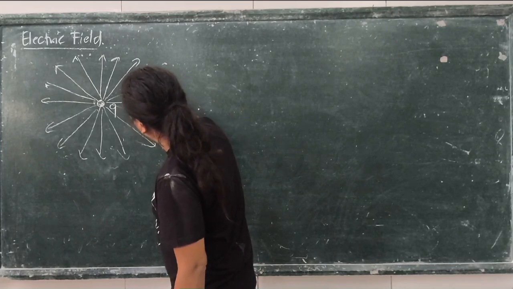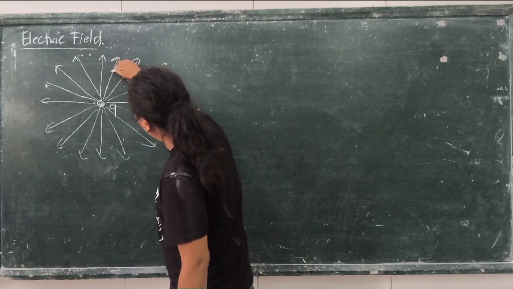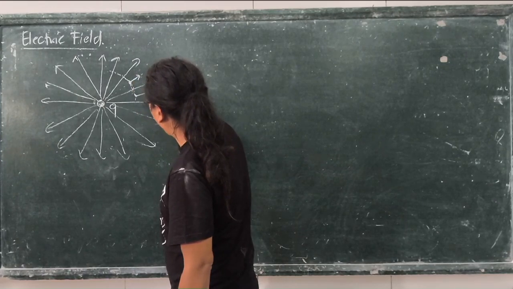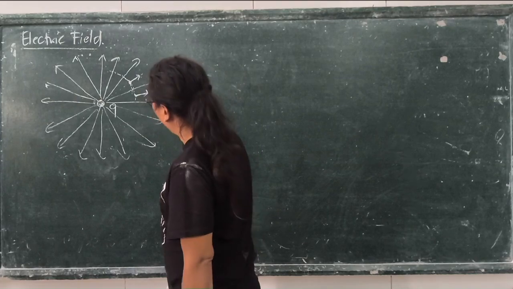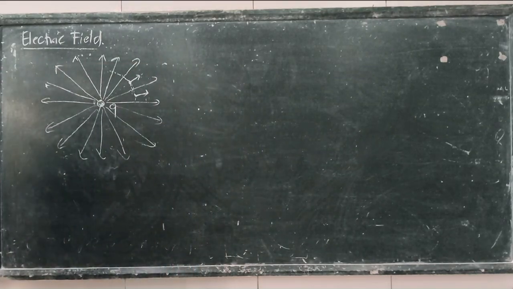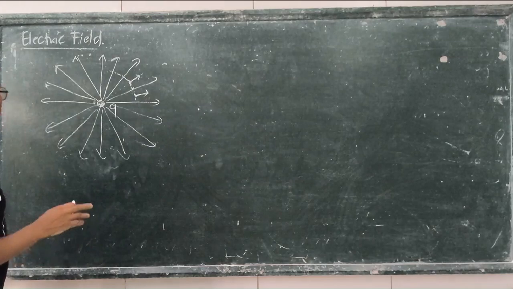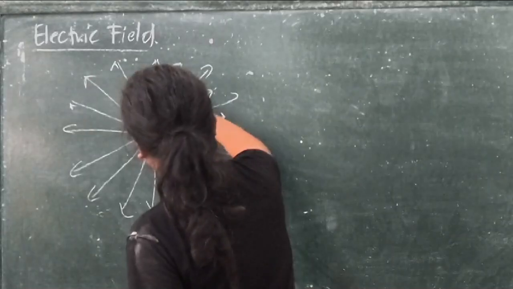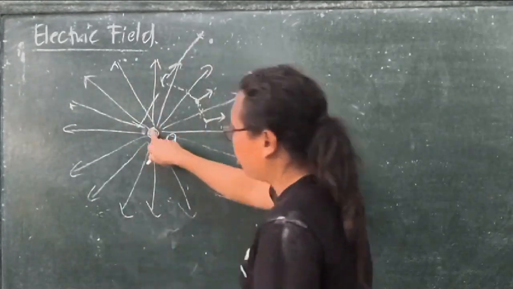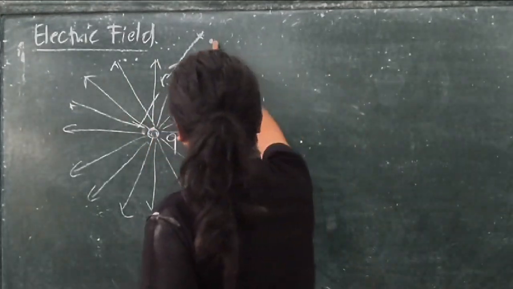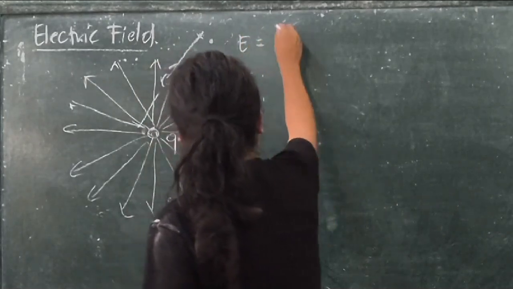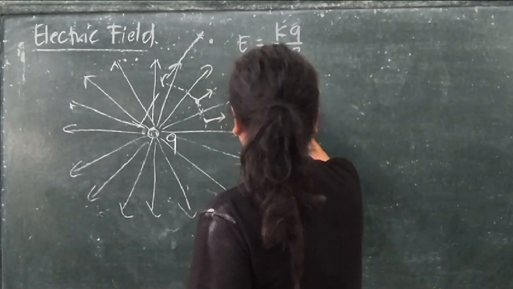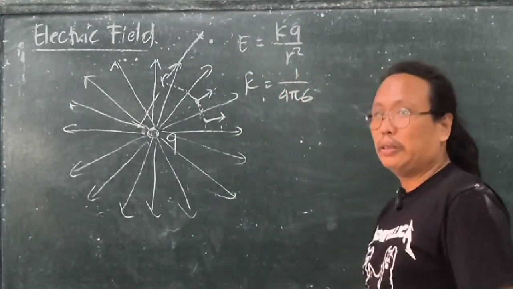And how about at this point here? For every point here, we'll have this radial vector field. Now, the thing is, what is the magnitude of that field? The electric field at a given point, all we have to do is calculate the distance r from the source. The magnitude of the electric field there is just K Q over r squared, where K is equal to 1 over 4 pi epsilon naught.